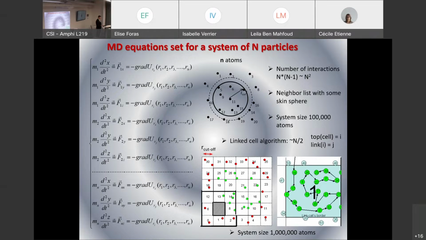And lately we introduced a much more efficient linked list algorithm, which resulted in scaling of operations as n over 2. Basically it's done in the way that we divide our system into a number of cells with a size just above the cutoff distance. And then in order to compose the list of possible interactions for a particle in the host cell, we only must consider neighboring cells without consideration of all the rest.